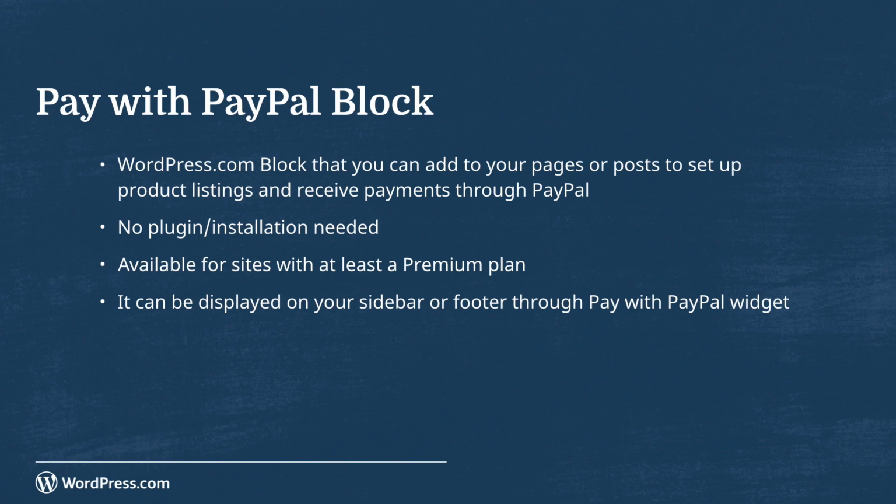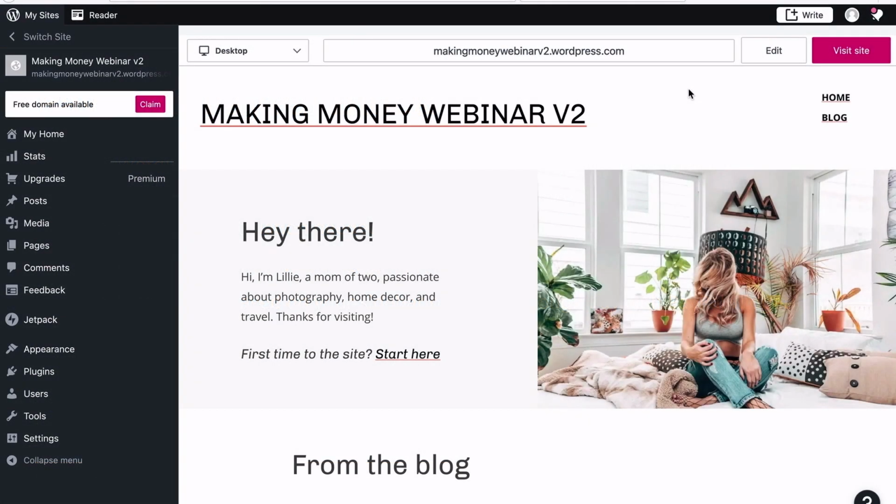It's not a plugin, so there is no installation needed. And it's available for sites with at least a Premium plan. It can be displayed on your sidebar or footer through the Pay with PayPal widget. I'm going to show you how to create a simple product listing using the Pay with PayPal block. So from my WordPress.com dashboard, I would like to create a new page, so I will go to Pages from my left menu and then select Add New.